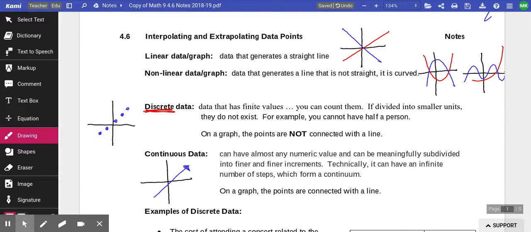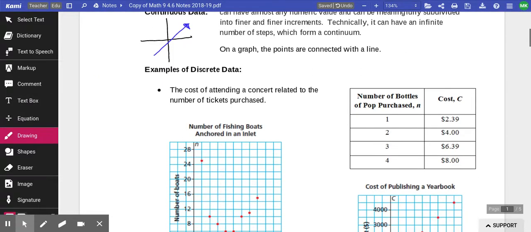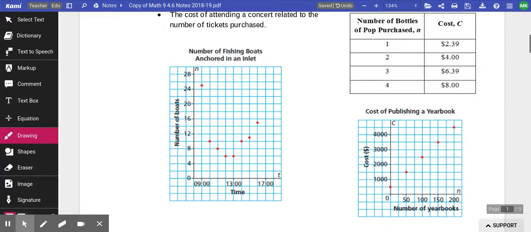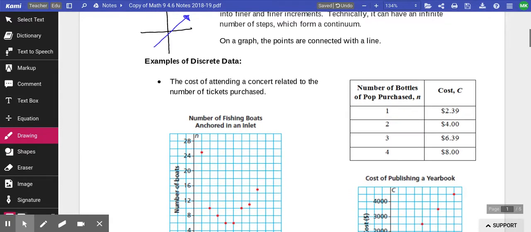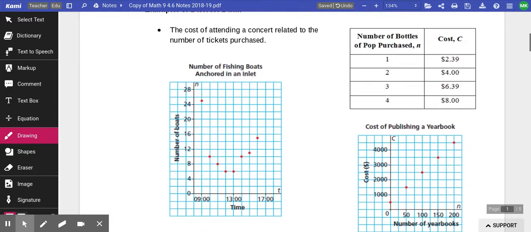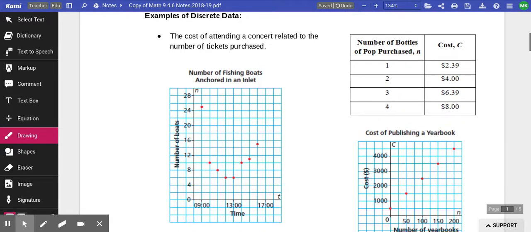Some examples of discrete data and continuous data. I've already given you a couple. These are four different examples of discrete data. So the first one's the bullet point. It's in words right here.